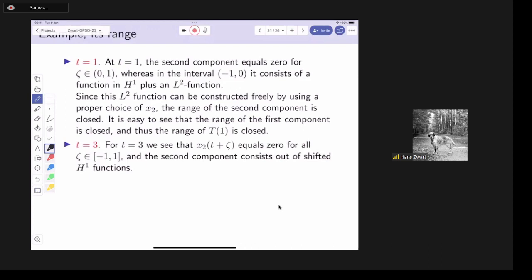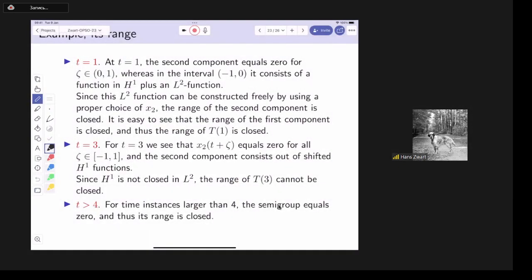Yeah. At that time the x2 is 0. And so the second component just consists of the shift. The first component is completely 0. And since h1 is not closed in L2, the range of t3 is not closed. Then I go to a later time, and you see if I just wait long enough, because I have shifts on a finite interval, the semigroup at that time instant will be equal to 0. So then the range is closed again.